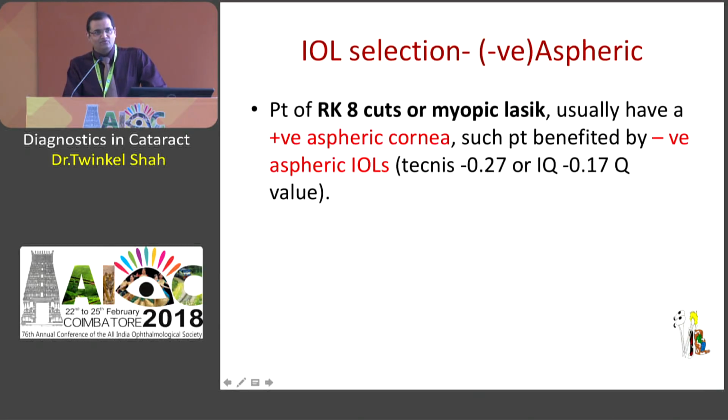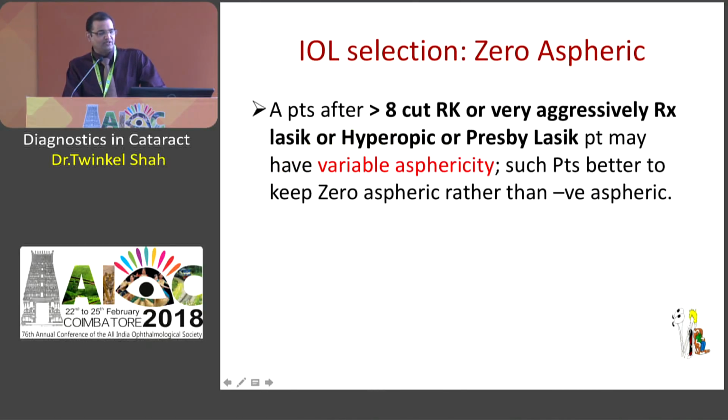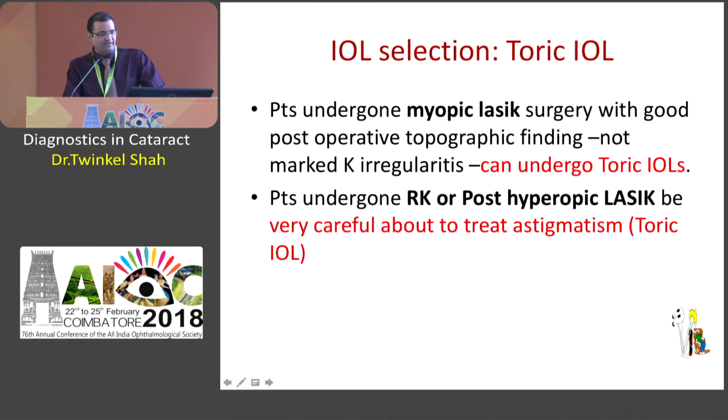Aspheric lenses are commonly used in practice. Should we go for aspheric lenses or not? A patient with RK of more than 8 cuts or myopic LASIK always has an induced positive aspheric cornea. The patient should be evaluated for the asphericity, and according to the positive asphericity, you have to select the negative aspheric lenses. But patients who have undergone hyperopic LASIK or PRK or very aggressively treated LASIK of more than 8 diopters, in such patients the asphericity is also variable, so it's better to keep a zero aspheric lens rather than putting in negative aspheric lenses.